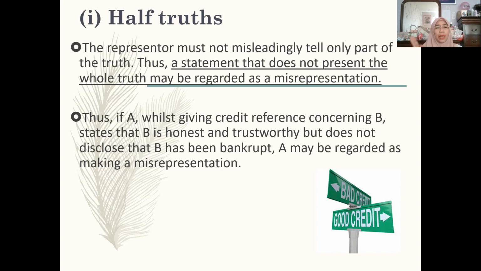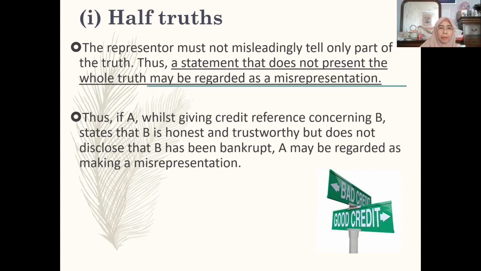It will be different if A doesn't give any statement at all. That one we apply the general rule. Here, the moment A is saying something about B, then A must disclose everything. He cannot conceal half and then disclose half. What more, the statement is very, very important, material to that purpose.